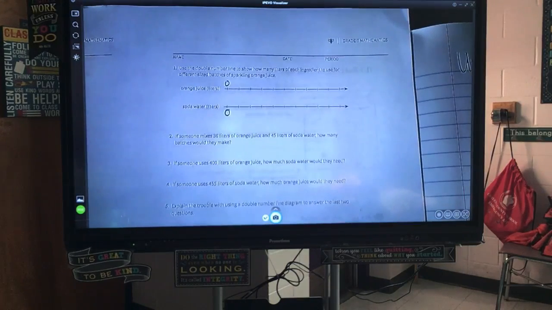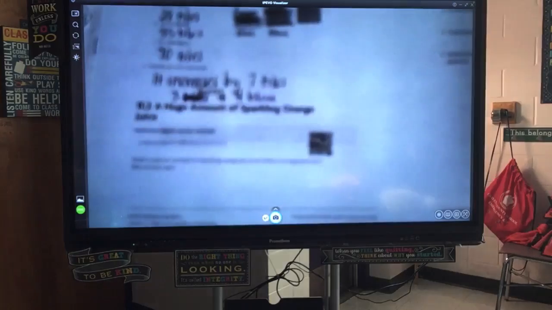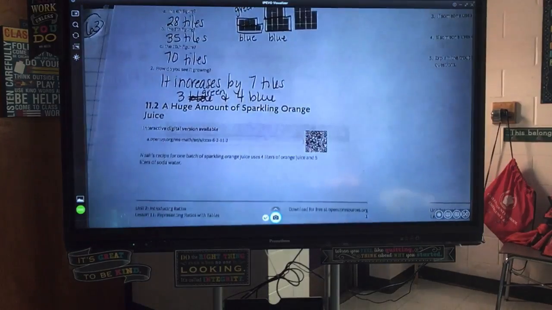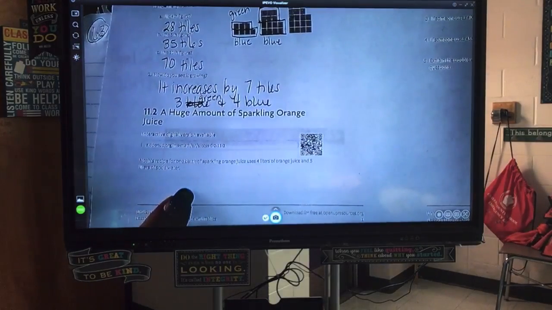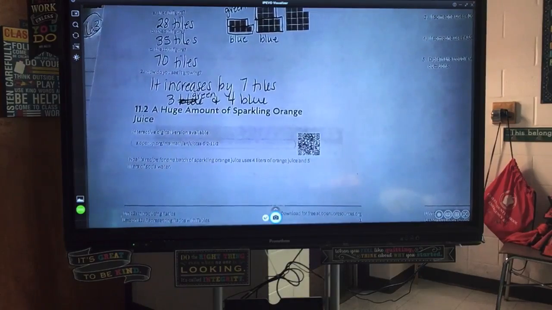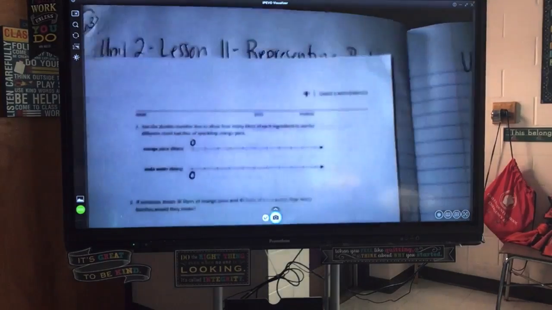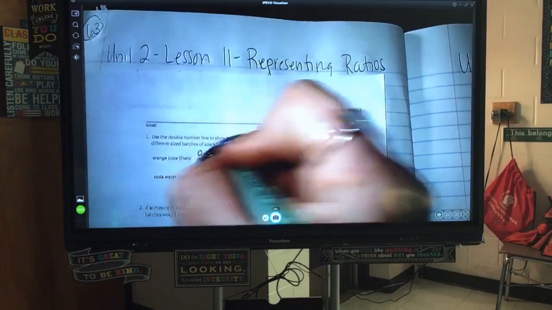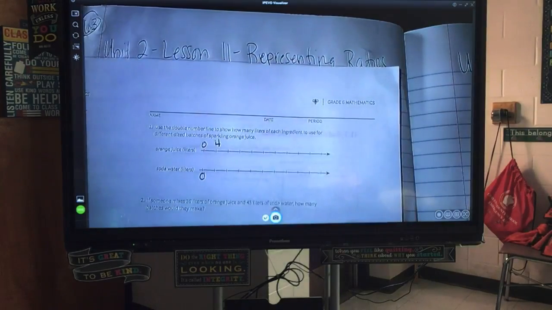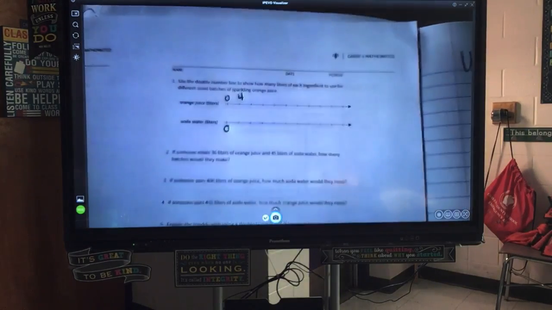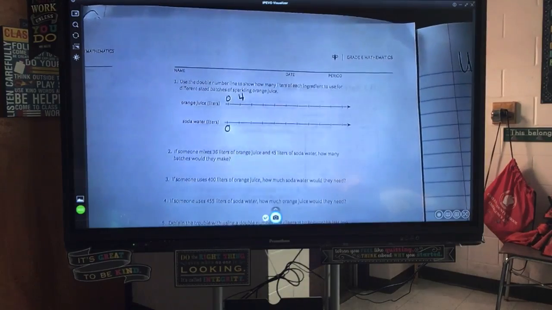So how many liters of orange juice is Noah going to use? Noah, how many liters of orange juice are you using? So look over here on the bottom, because that's our original. 4 liters. Alright, so we're doing 4 liters here, and then how many liters of soda water are we going to use? How many liters, Emma? 5.